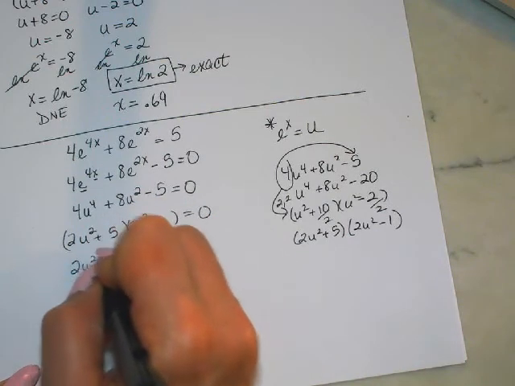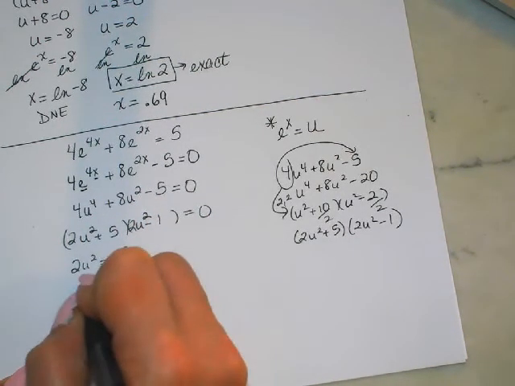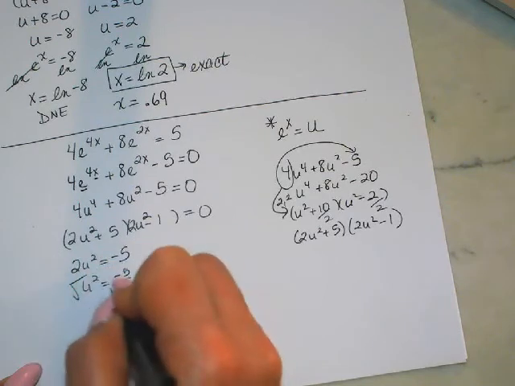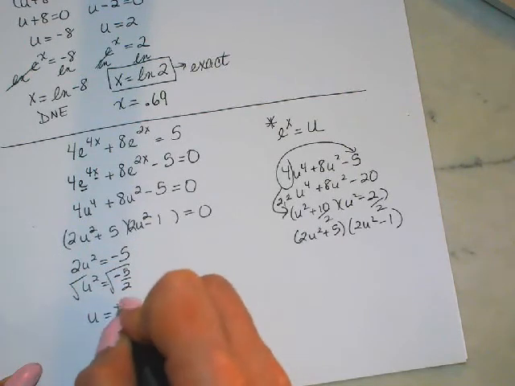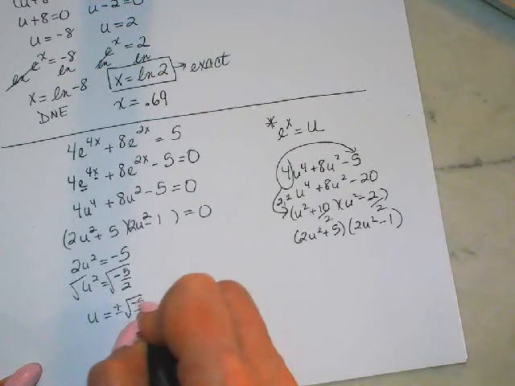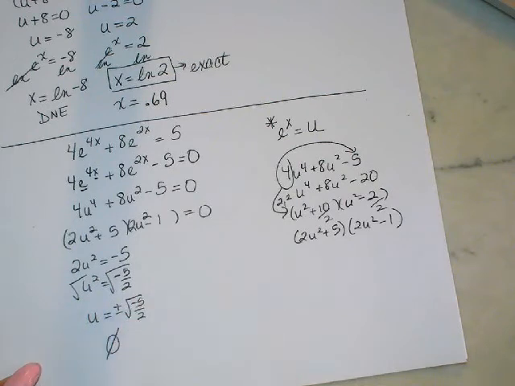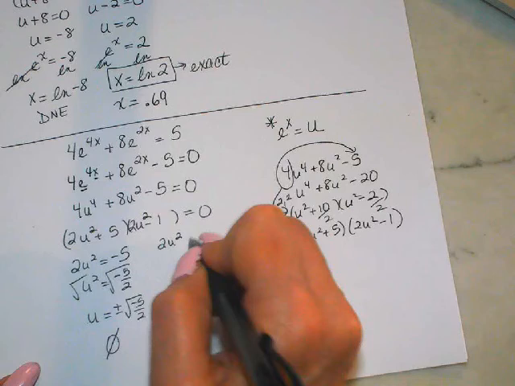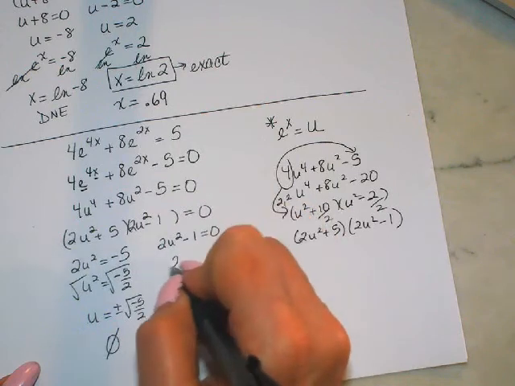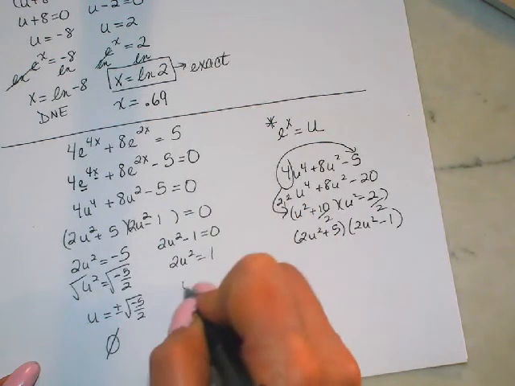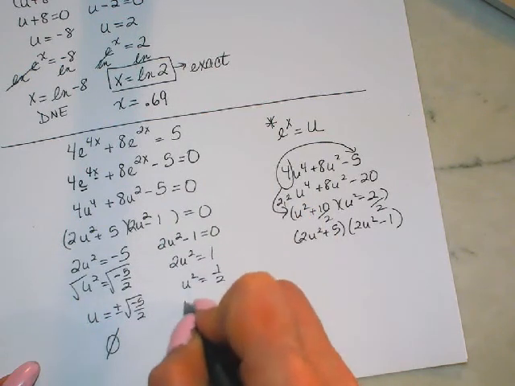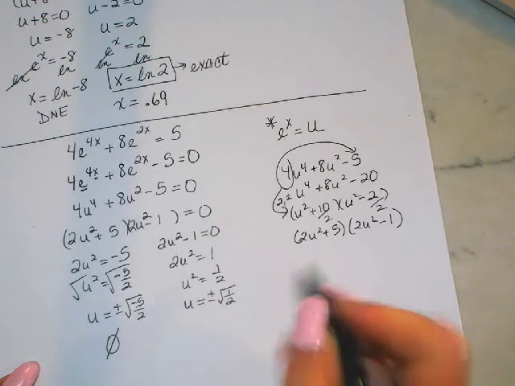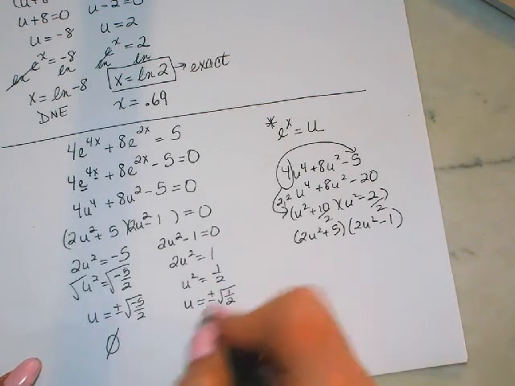A little more room here. So it's going to be 2u squared equals negative 5. u squared equals negative 5 over 2, square root. u is equal to plus or minus the square root of negative 5 halves, which does not exist. I have a negative under a radical sign, so forget that. All right, 2u squared minus 1 equals 0. 2u squared equals 1. u squared equals 1 half. u equals plus or minus the square root of 1 half.